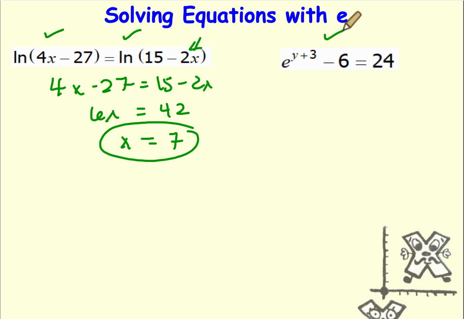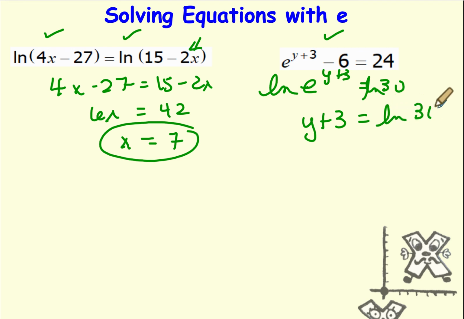I can solve exponential equations also. If I add 6 to both sides, I get e to the y plus 3 equals 30. Then I rewrite, take the natural log of both sides, giving me y plus 3 is equal to the natural log of 30. And then I solve for y by subtracting 3 from both sides.